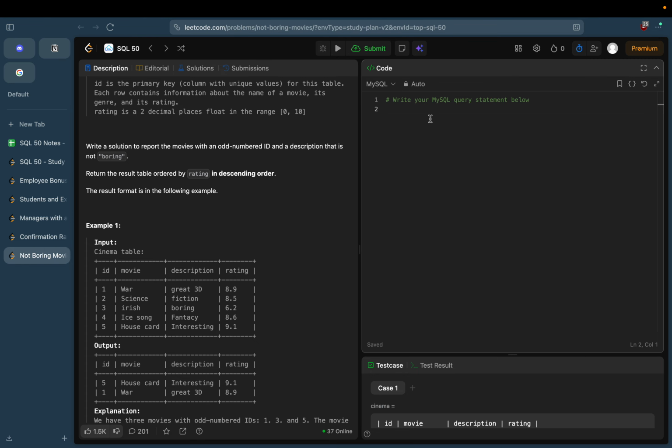All right, we won't be needing any joins in this question. We can simply extract this information from this single table, cinema only. So first of all, let me select all the columns. Select ID, movie, description, and rating. Right, finally, kind of a cool down question from all the joins that we've been seeing, from cinema.